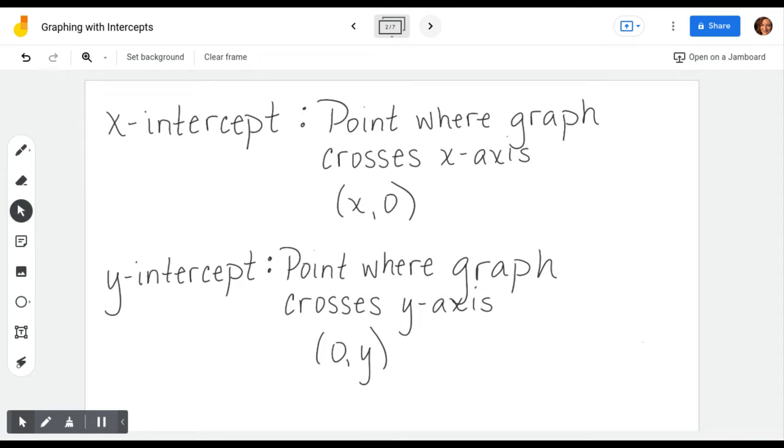The x-intercept is the point where your graph crosses the x-axis. So you're going to have a number for x, and then your y is going to be a 0. The y-intercept is the point where the graph crosses the y-axis. So you'll have a number for y, but your x will be a 0.